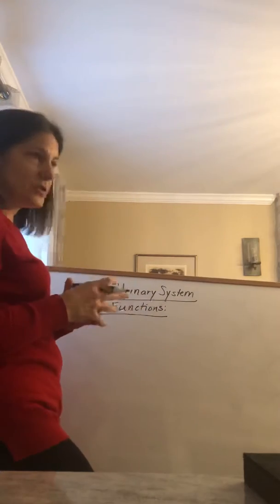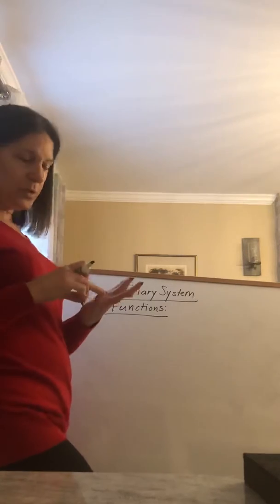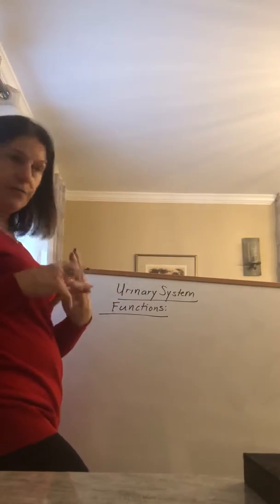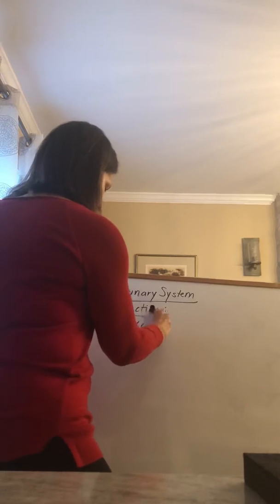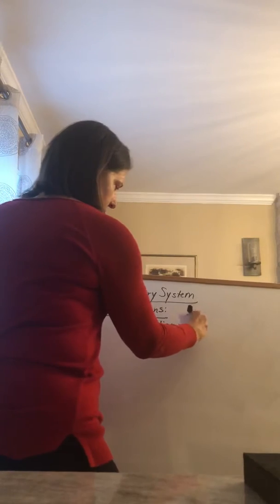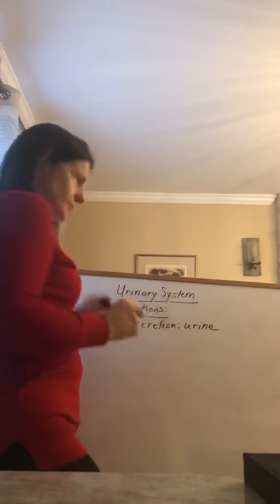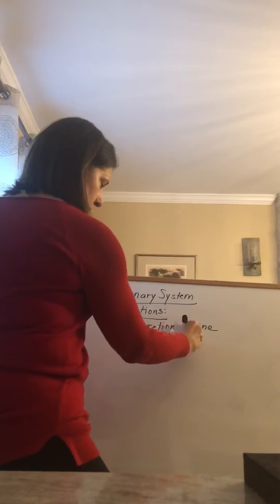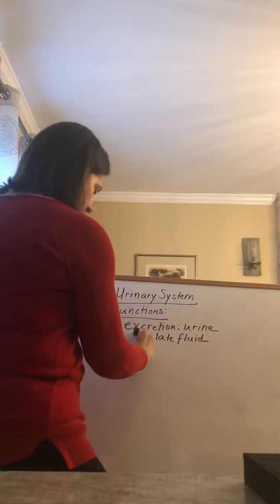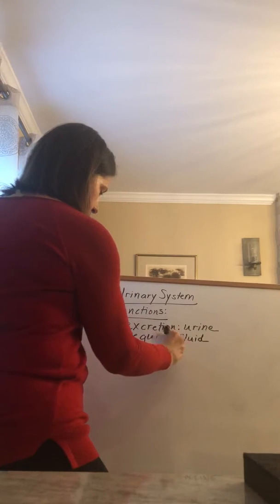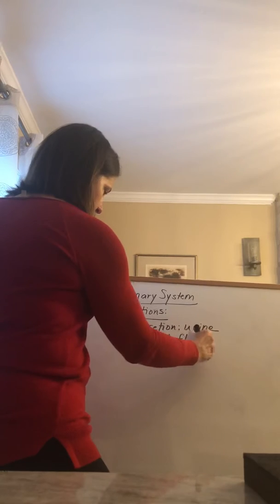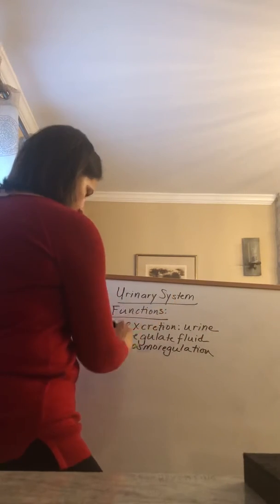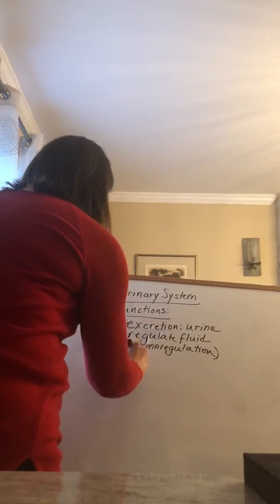All right, so some of the functions: obviously, your urinary system will produce urine and allow for excretion. That's probably the thing that it's most famous for. But it also helps to regulate fluid and achieve balance. That's osmoregulation, which is important. So we've got excretion, which is great. Regulate fluid balance, that's osmoregulation. And pH balance.